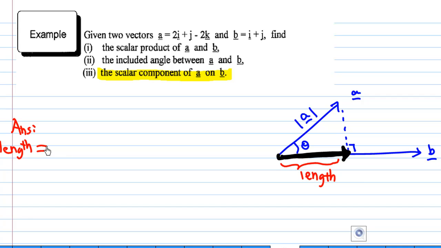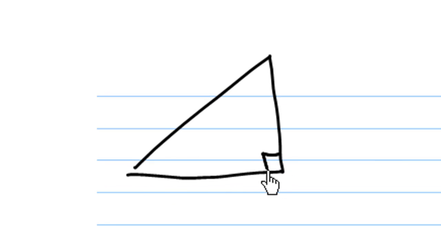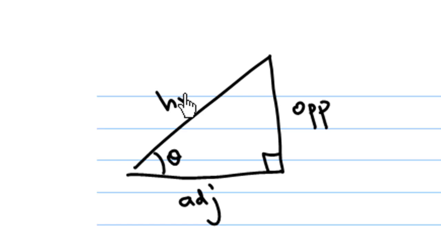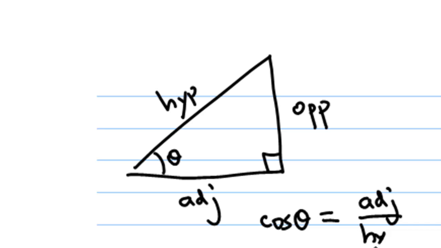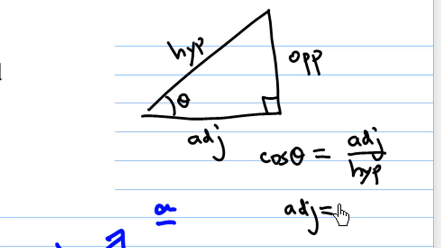How do I find the length? Notice that you recall the right angle triangle. If you have a right angle triangle, usually this is the angle here, then you have an opposite side, you have the adjacent side, and you have a hypotenuse here. So you know that cosine theta is adjacent over the hypotenuse. So that means that adjacent is equal to hypotenuse times cosine theta.